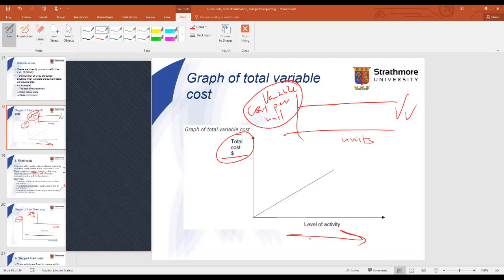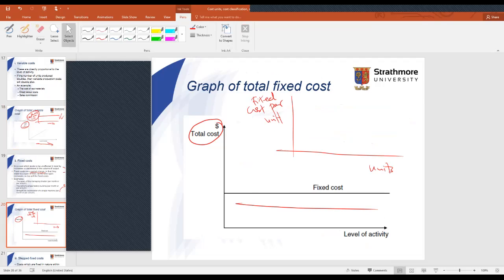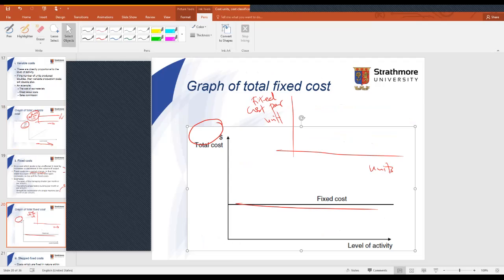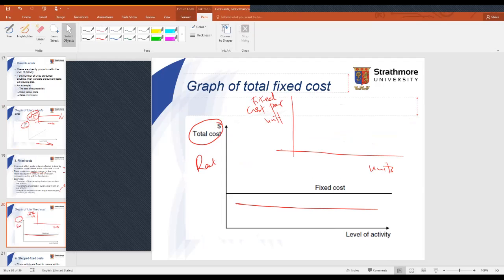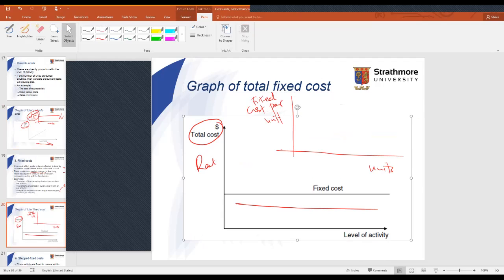Now the question I'm asking is, what if we are to have now the fixed cost? We are saying that the fixed cost is fixed. The total cost remains fixed irrespective of the number of units produced. For example, here we have the case of rent.